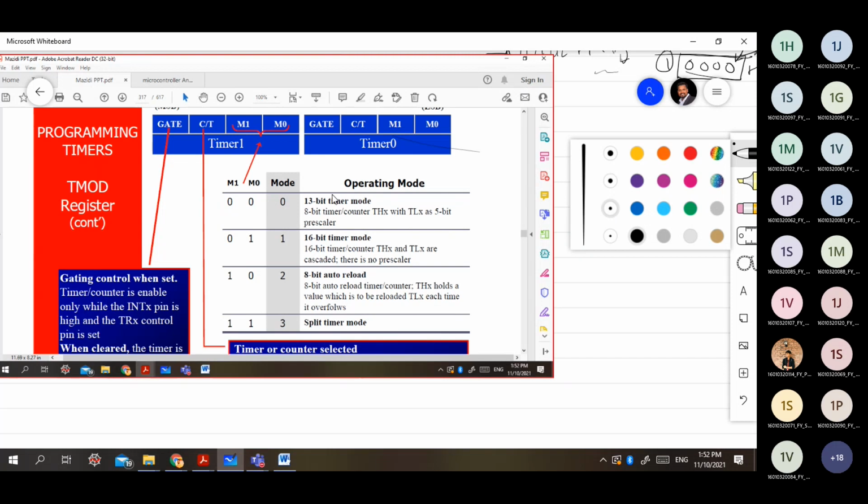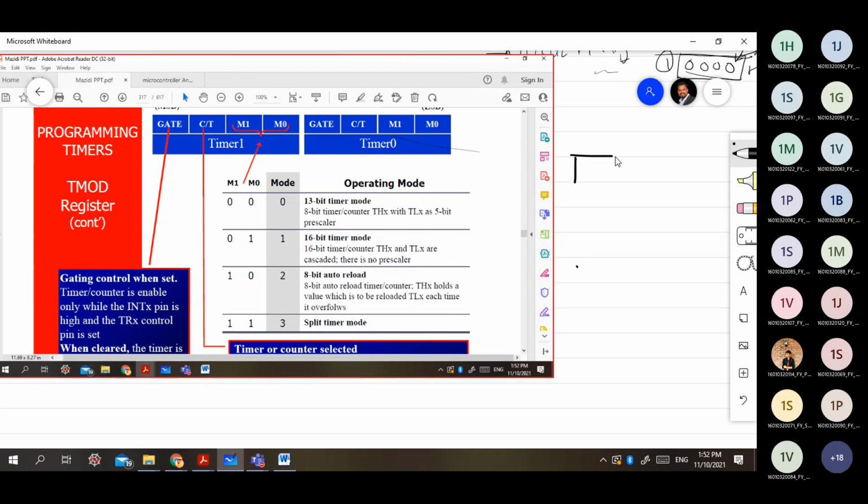Yeah. So whenever it is 0 0, it means mode 0. So mode 0 means a 13-bit timer. Now, what do you mean by 13-bit? As I told, timer 0 and timer 1 are 16-bit. How do I say that? Because in timer 0 we have TH0 and TL0. Likewise, in timer 1 we have TH1 and TL1. Okay? And both are 8-bit. Fine. Now, when I use this particular mode, mode 0, if I go to the TMOD and set mode 0.